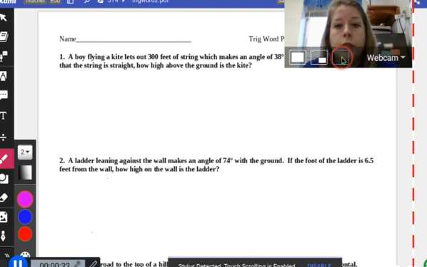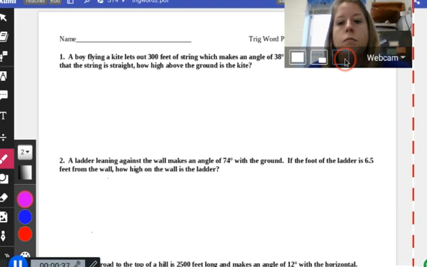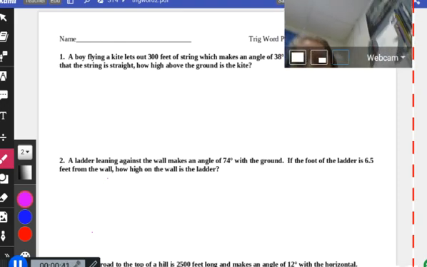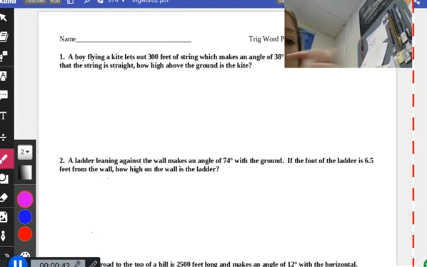Turn this off so I can flip. Okay, apparently not. You get to look at the ceiling.